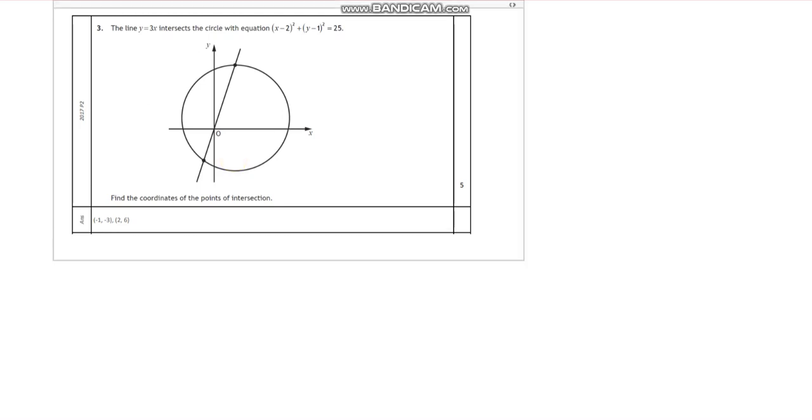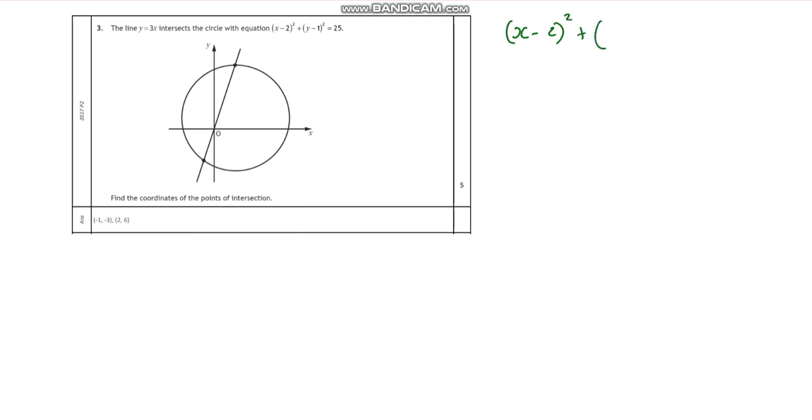So let's just substitute that in. And again, you might need to rearrange this to make it a nice substitution. In this case, we don't. So let's go for it then. So I've got x, take away 2 squared, plus 3x, because y is 3x, take away 1 squared is 25. So this comes out as x squared take away 4x plus 4.